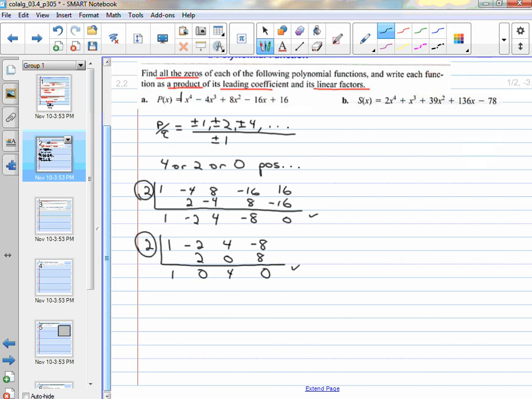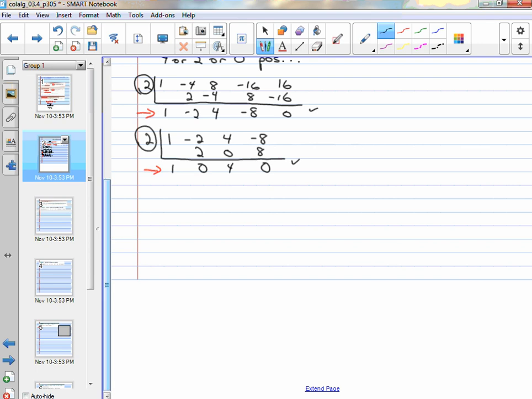Now, let's go back up here. We started with a 4th degree. That means this one is a 3rd degree. This is a 2nd degree. Let's not keep going with that. Let's change it back into its polynomial: 1x squared, 0x, plus 4.